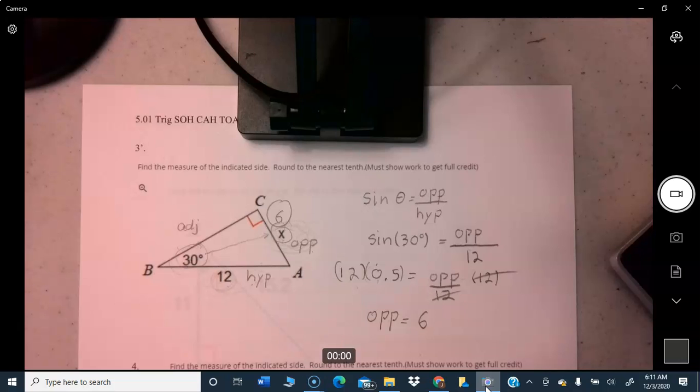Okay? Not that hard. Now what you could also figure out if you wanted to is what this side is. You could either use trigonometry or the Pythagorean Theorem. This angle right here, 30 plus 90 plus this angle equals 180. So this angle would have to be 60. So you can figure out all of the angles and all of the sides using trigonometry. Okay, let's keep going.